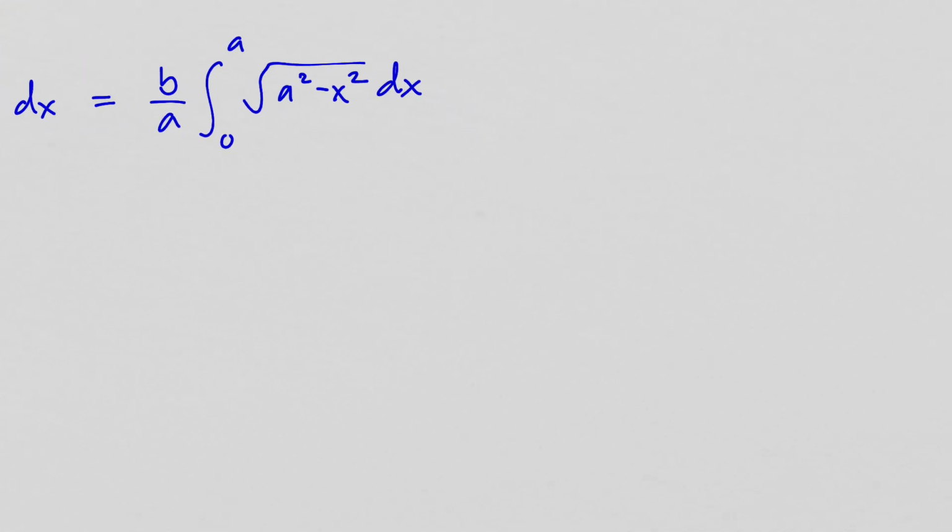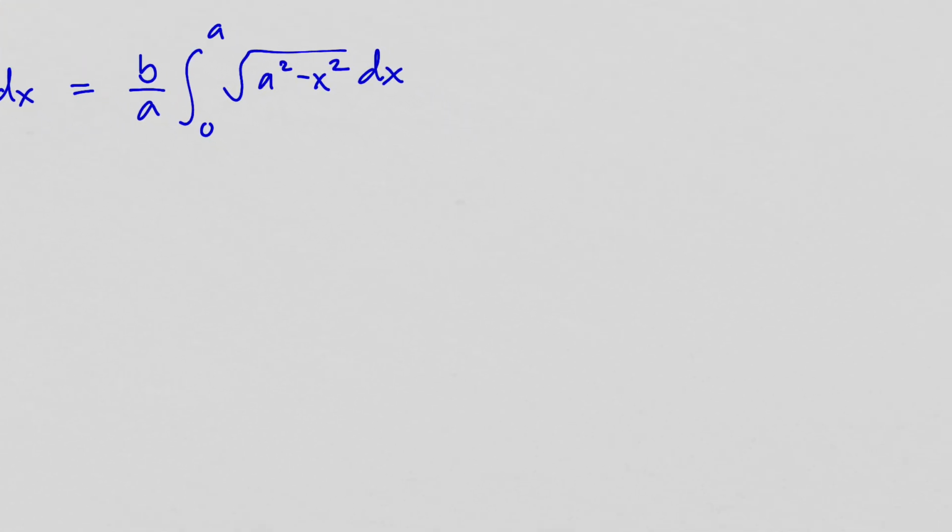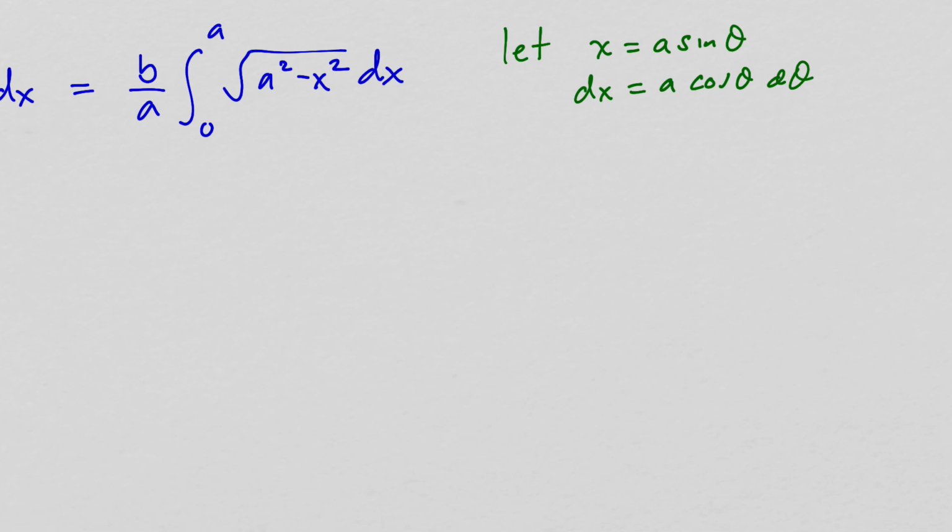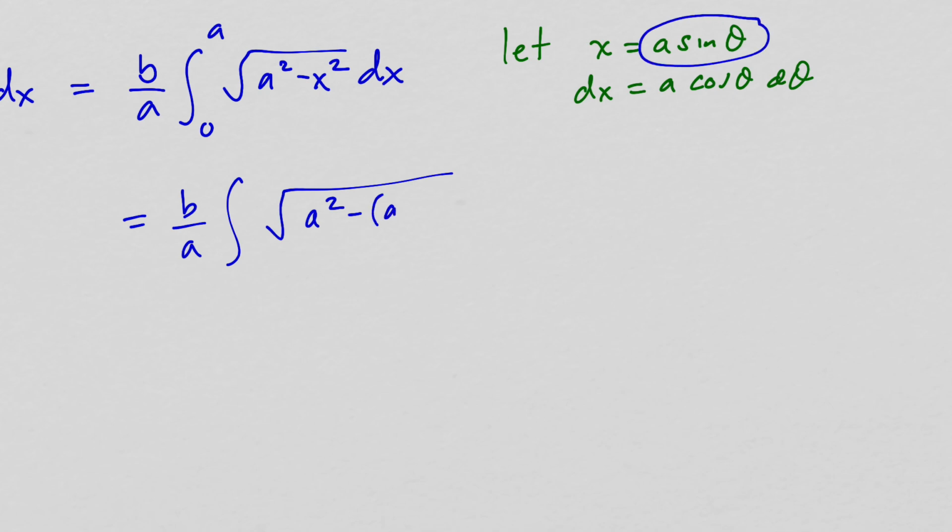And now we're just going to focus in on that integral. This is going to be a trigonometric substitution where we let x be equal to a times the sine of theta. dx will be a cosine of theta d theta. And this integral becomes b over a integral square root a squared minus x squared is going to be this thing squared. So a sine of theta quantity squared times dx. dx is a cosine of theta d theta.